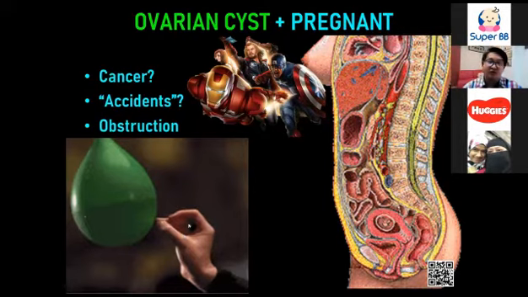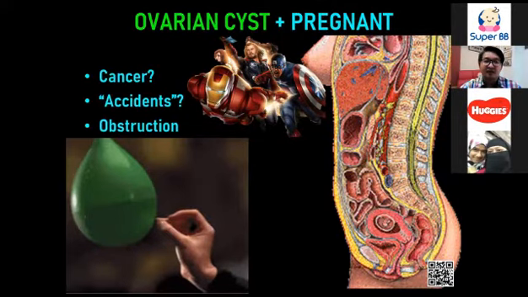Okay, so this is relatively uncommon, unless the cyst is very big and very mobile. So usually it's not common, but it depends on the type of cyst that you have, right? And it can happen at any time. Sometimes the cyst can rupture during the first trimester, the first 3 months, sometimes the second 3 months, sometimes the third 3 months, all right?